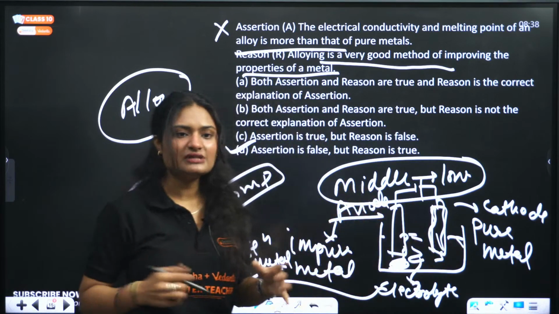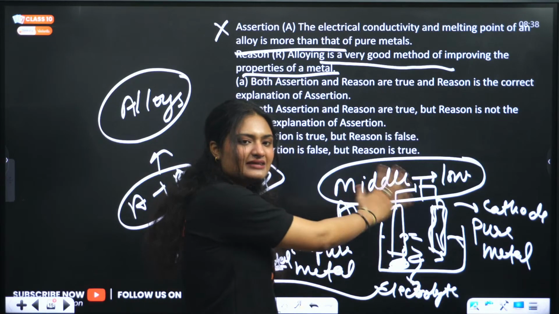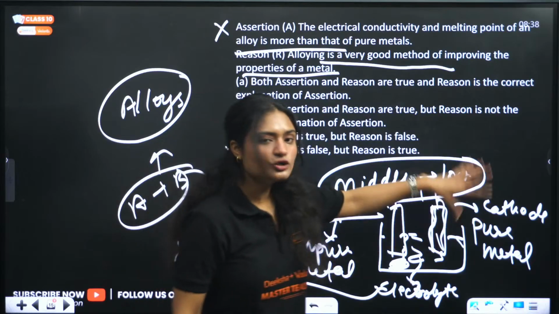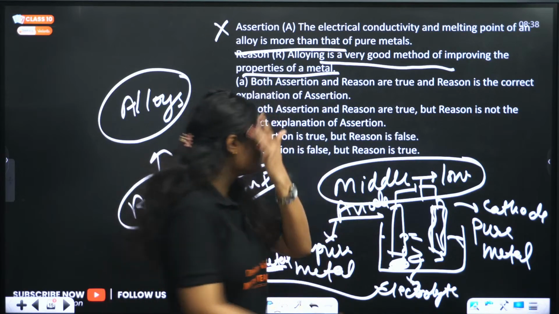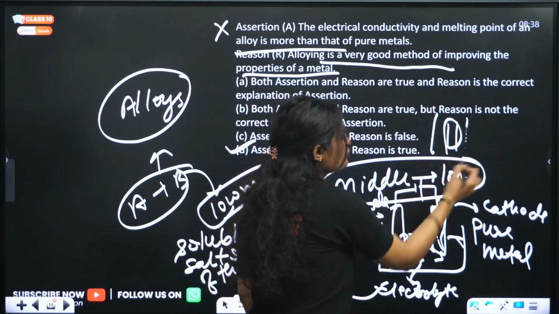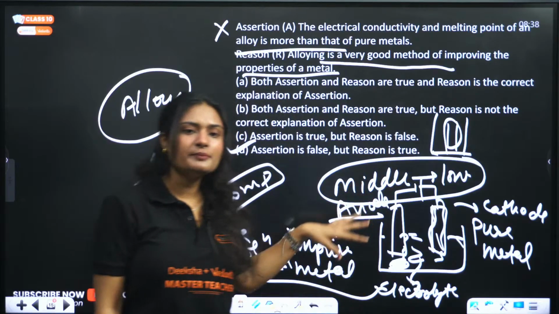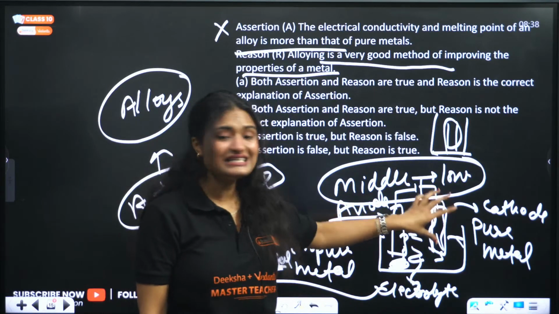So with time, what will happen? The anode will start to decompose and completely vanish, and the cathode will be thickened, right? So initially, if you had a rod this much, it will become this much thick, because the pure metal from the anode deposited on the cathode.